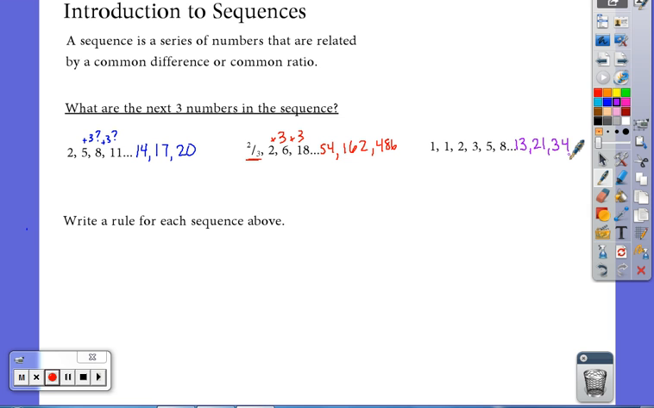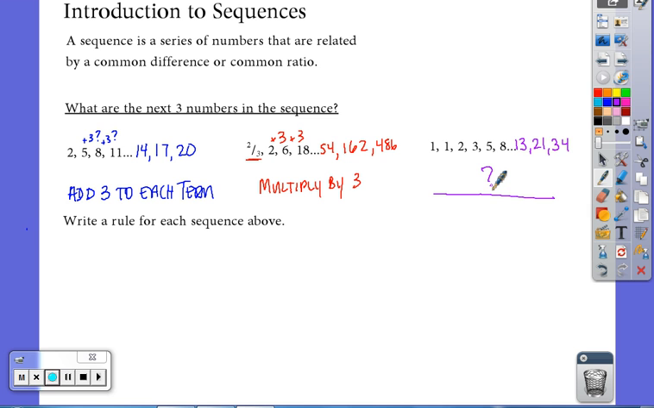So the last step here is to write a rule for each of the sequences above, and this rule can be in words to start. So this first rule here, we would say that the rule for this sequence would be to add 3 to each term. This second rule here would say that we want to multiply by 3. And this last rule here would say what? That's your introduction to sequences.